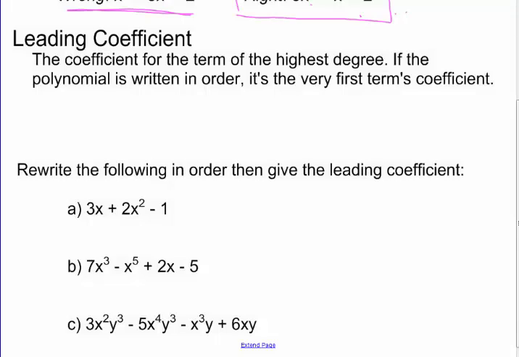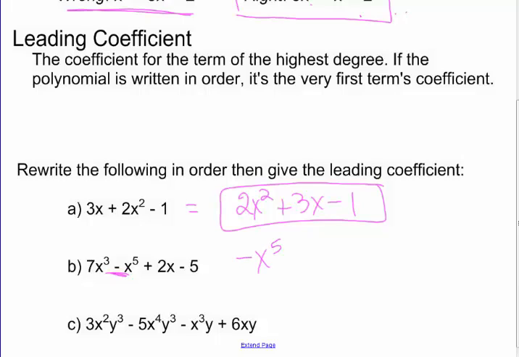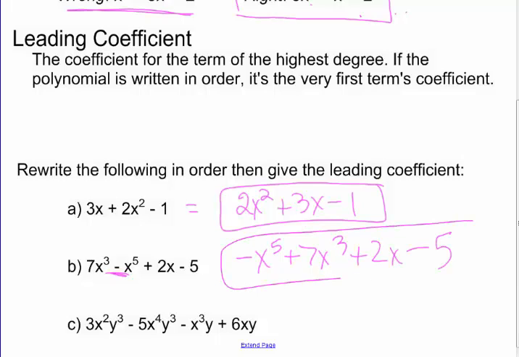So yes, the first one, 2x squared plus 3x minus 1. That is the proper order to rewrite your expressions in. Higher power first. So you go through. This is my highest power. So negative x to the fifth plus 7x to the third plus 2x minus 5. So that just means there's a negative 1 in front. Okay, the negative 1 in front.